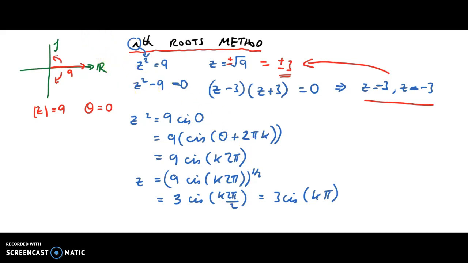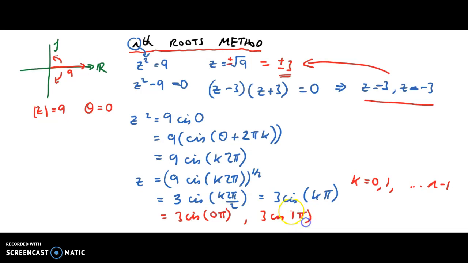So how does that help us? When we use the nth roots method, our k starts at 0 and then becomes 1, and so on, all the way up to n minus 1, and that gives us all the roots. In this case, because n is 2, it would just be 0 and 1. So we're going to get 3 cis of 0 pi, and we're also going to get 3 cis of 1 pi.